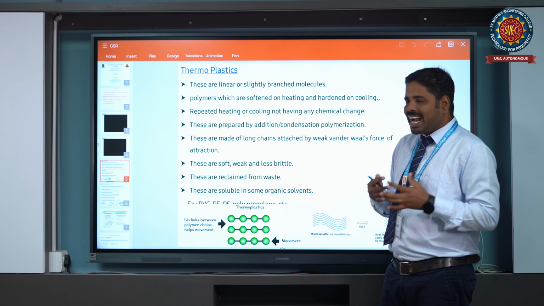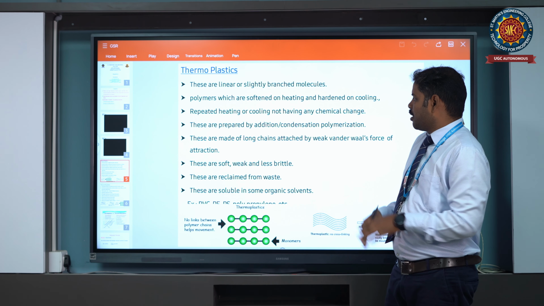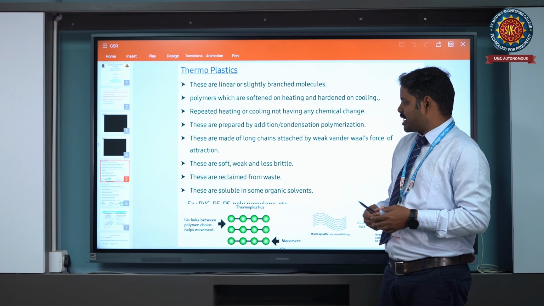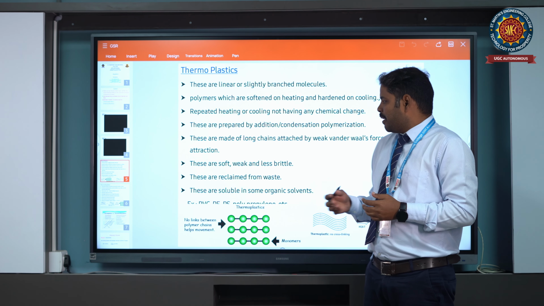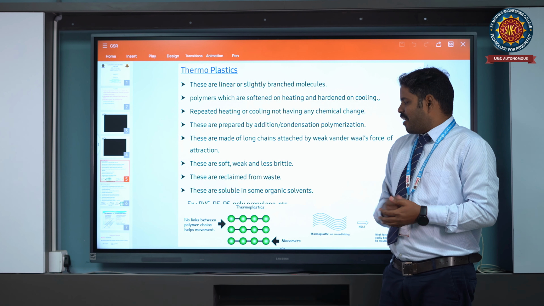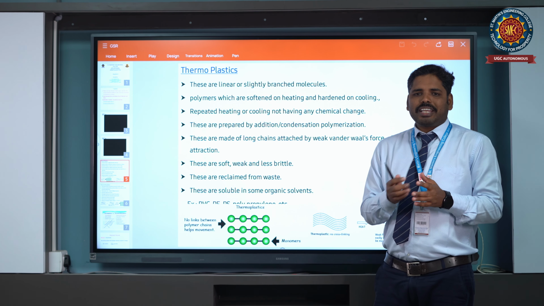These are made by addition or condensation polymerization. They are made by long chain polymerization. They are soft and weak and can be reprocessed. They are reclaimed from waste. They are soluble in organic substances.